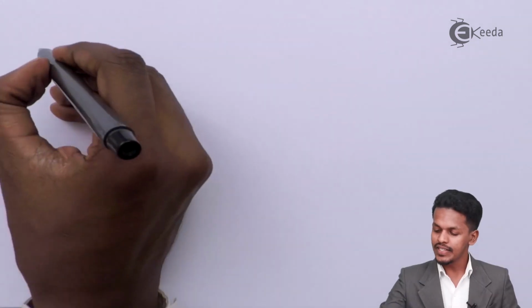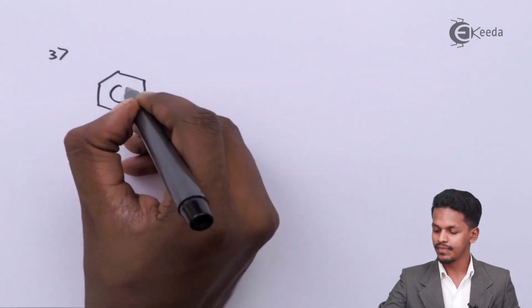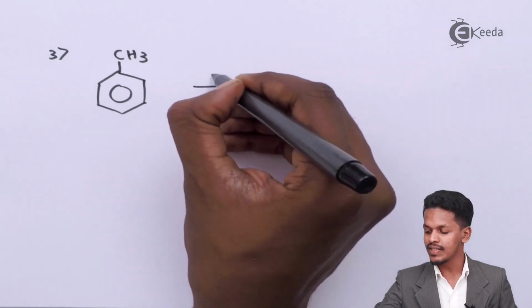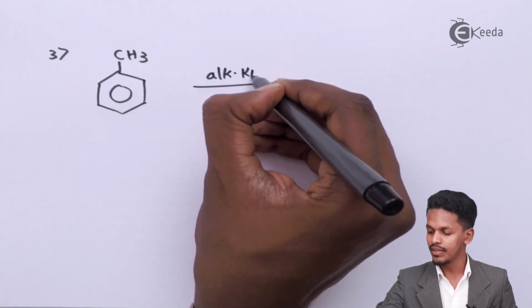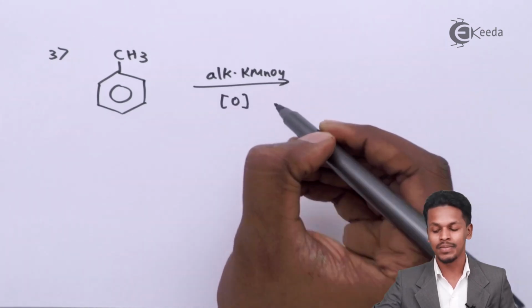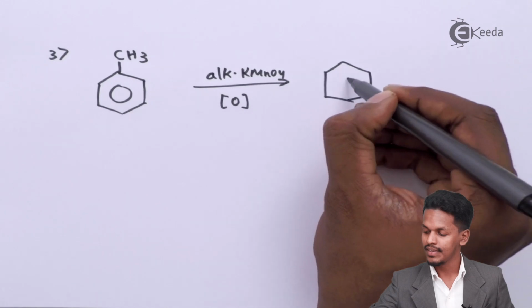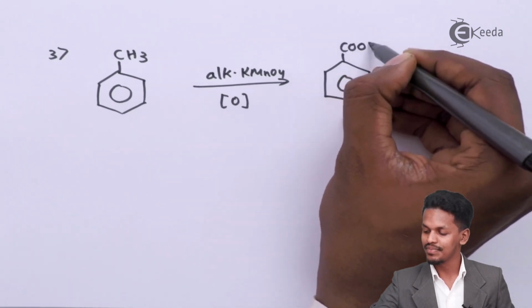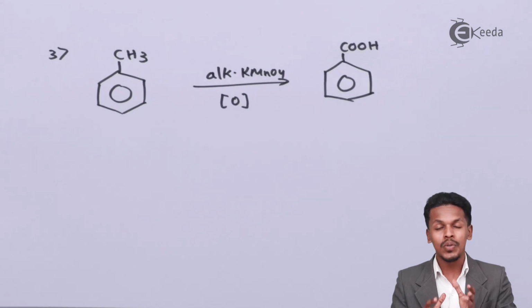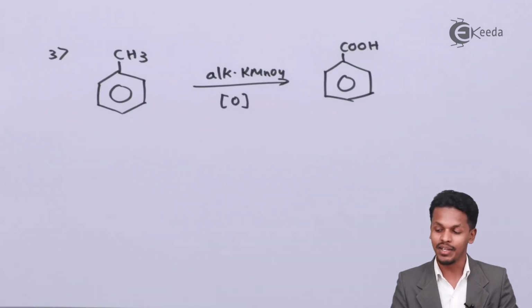Suppose friends, I am talking about toluene. In this case, if the toluene is treated with alkaline KMnO4, and obviously we understand that it will produce nascent oxygen atoms, then this toluene will be converted into benzoic acid. So these were all the reactions which show that KMnO4 is acting like a strong oxidizing agent in an alkaline medium, and that's it.